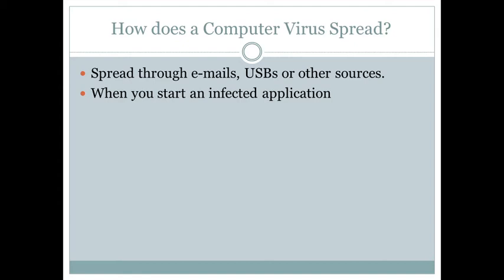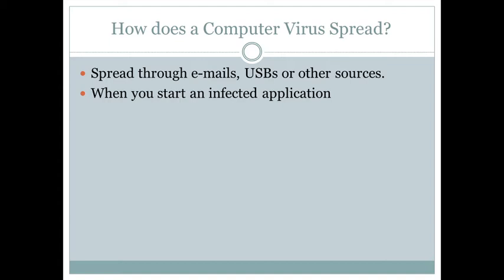How does a computer virus spread? Class, a computer virus spreads from one computer to another by the transfer of infected data, through emails, through USBs, or other sources. A computer virus can be spread when we are transferring data, sharing data, or transferring information. At that spot the virus can spread from one system to another system.